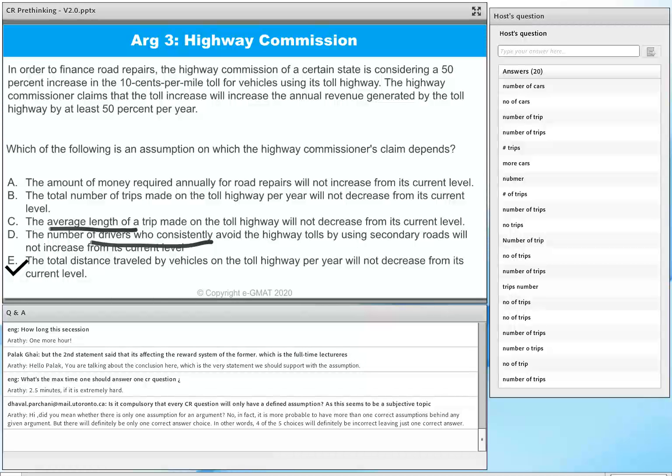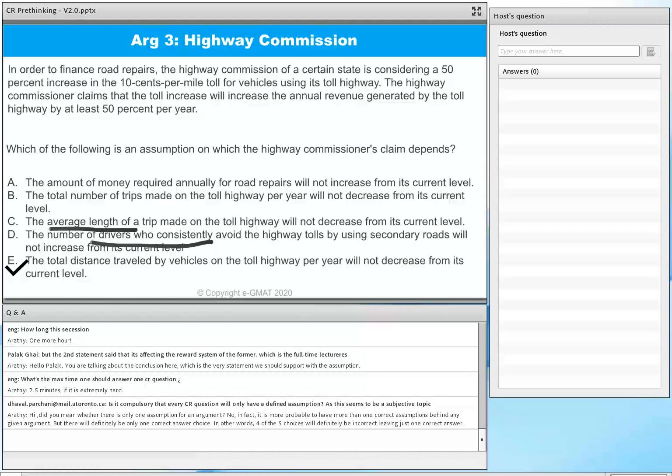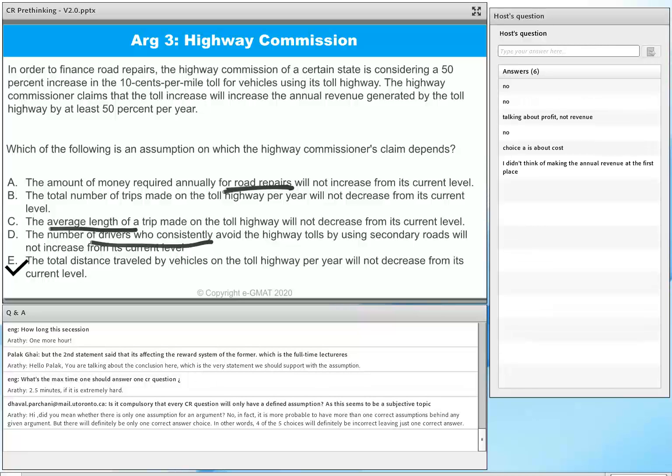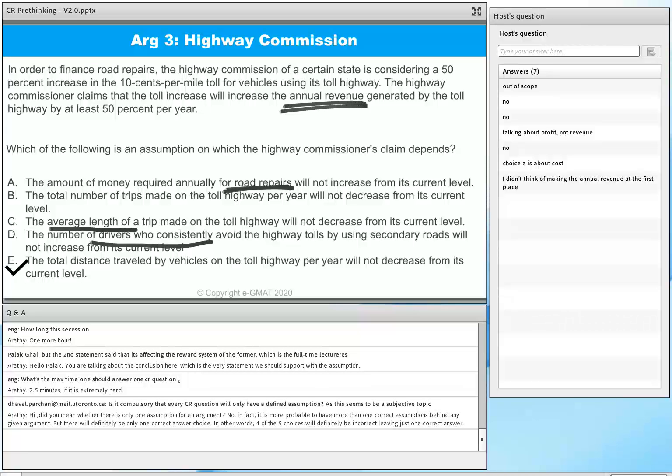Okay. Why not choice A? Choice A is actually completely irrelevant. Choice A doesn't talk about the annual revenue. Choice A says, what if they need more money? Do we care about whether they need more money? No. That's not what the highway commissioner is claiming. The claim is about the increase in revenue. It could happen that the increase in revenue may not be enough. So what? That's not what he claimed.